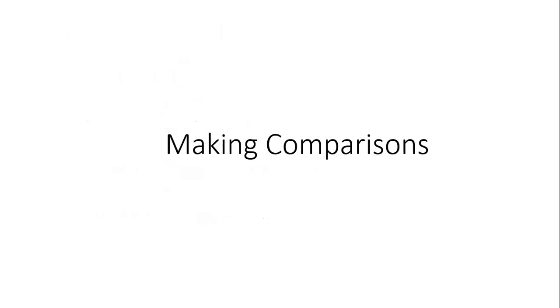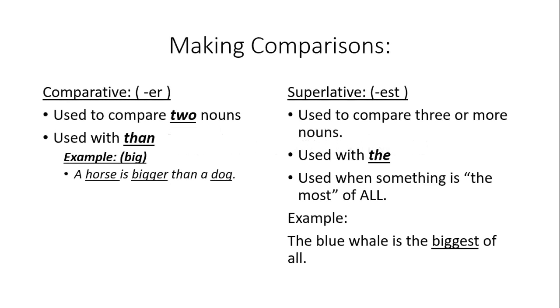So let's go over making comparisons. And we are comparing with adjectives, right? We can say that this flower is prettier than that other flower. We can say that this student is taller than this other student. And we can say that this student is the tallest of all. So when do we do this type of comparison? That's what we're getting ready to learn. When we're talking about making comparisons with adjectives, we're talking about the comparative form and the superlative form.